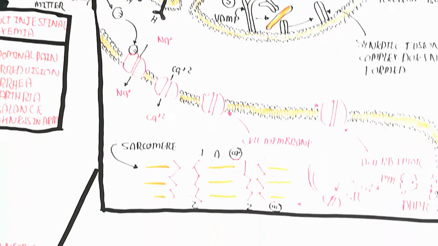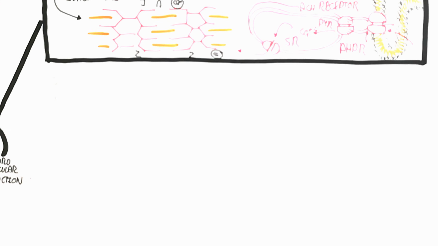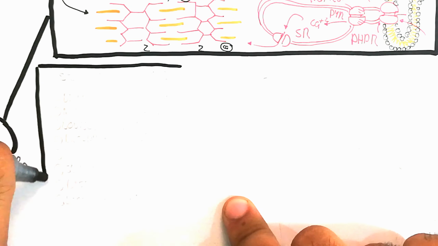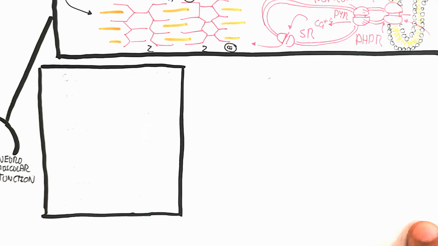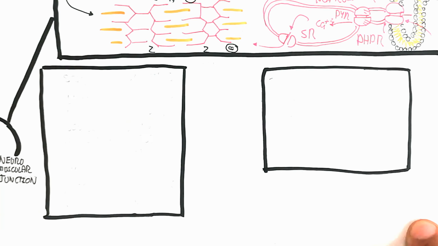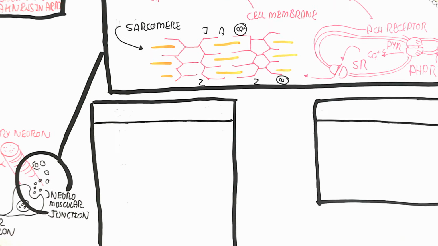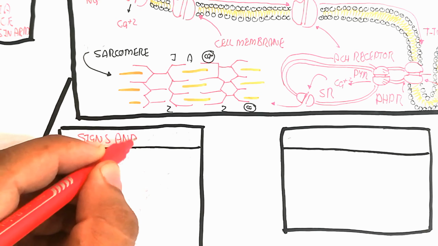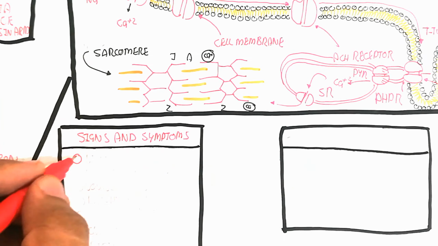sarcomere. Here is the isotropic band and anisotropic band, which contains the Z to Z line that contracts. This is the sarcomere, the unit of contraction of muscle. Anyhow, this will be impossible because exocytosis of the acetylcholine neurotransmitter will not occur.